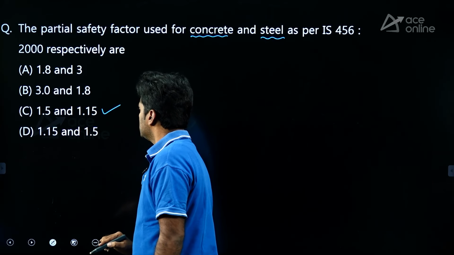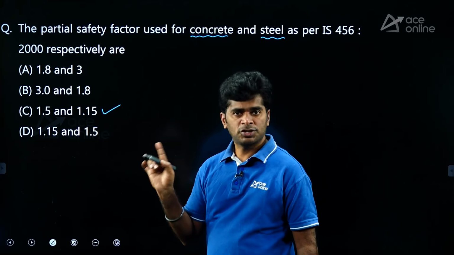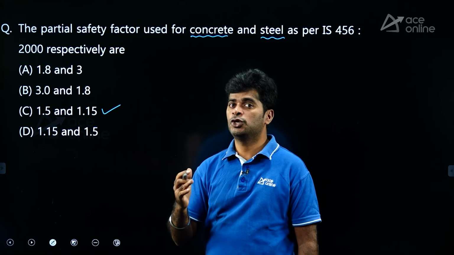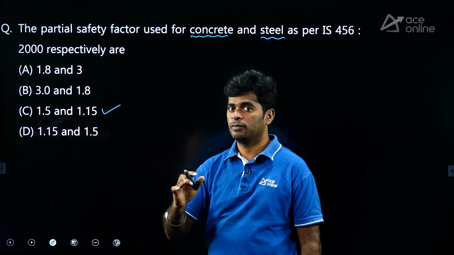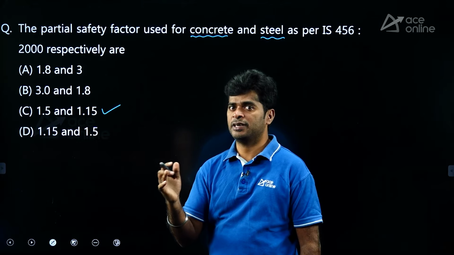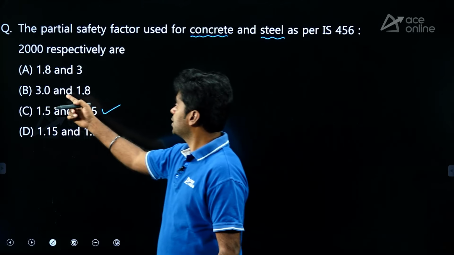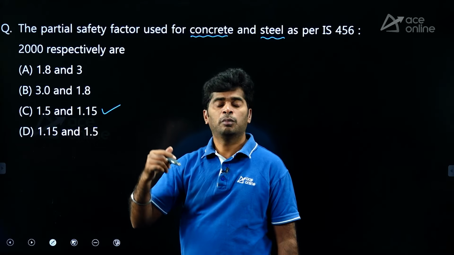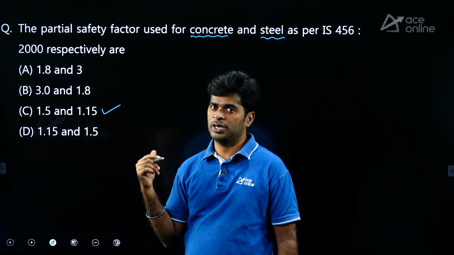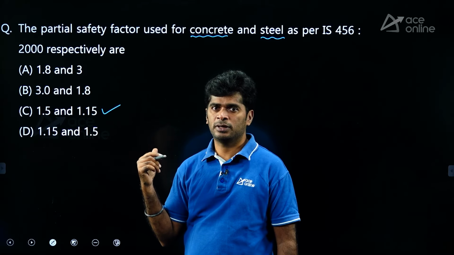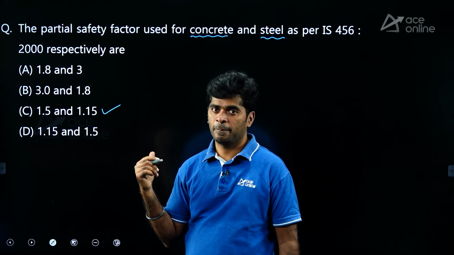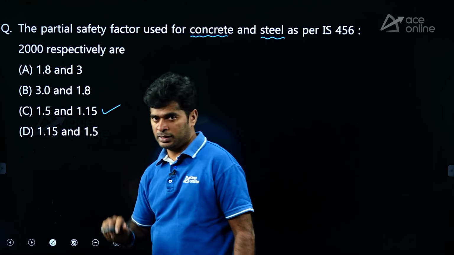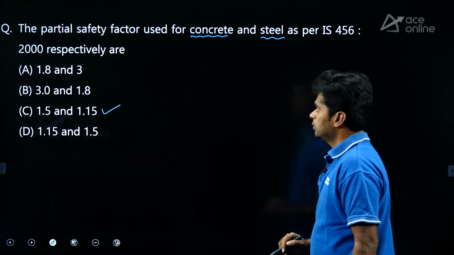Option C is correct. Under the limit state method, under the working stress method, the factor of safety used for concrete is 3, for steel 1.78 or 1.8. Option B is correct if it is given working stress method, but here it is clearly given limit state method, IS 456-2000, right? So it is a limit state method. Under the limit state method, option C is correct. Okay, right. Moving to the next question.